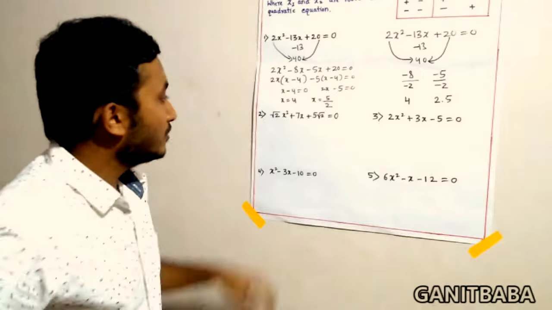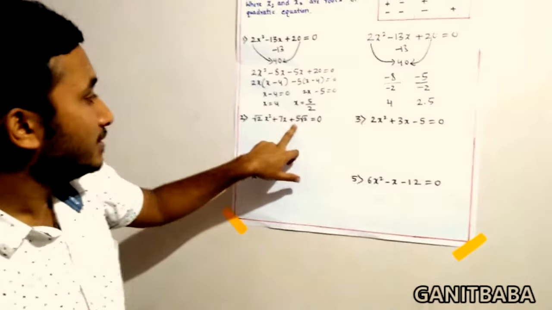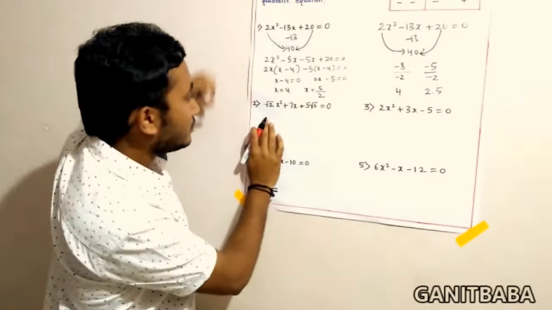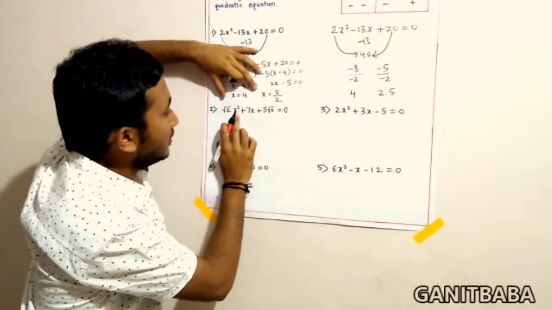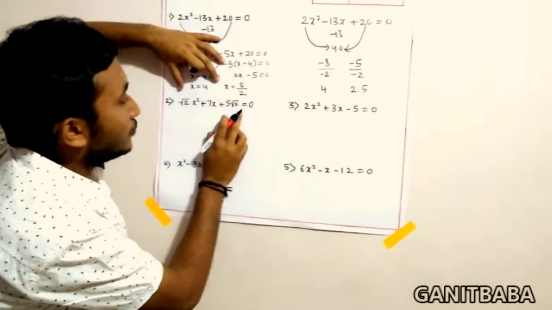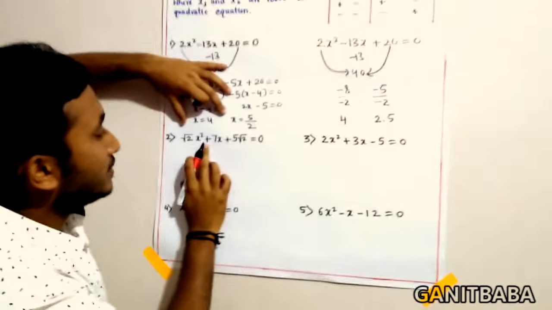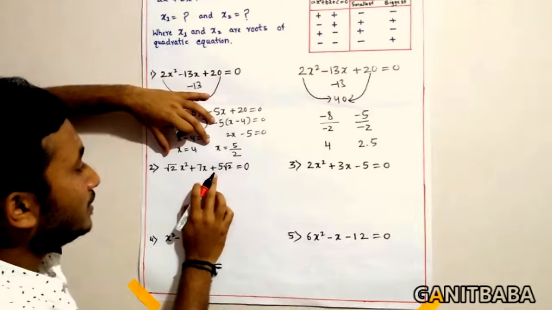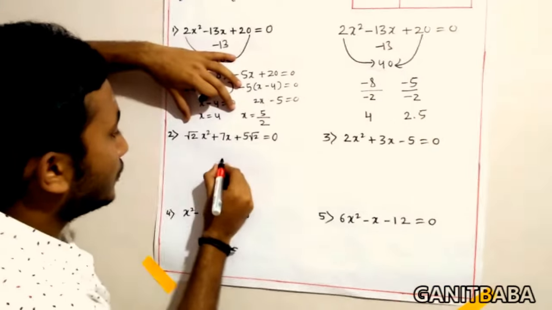Next, see some of the problems with the different signs. Okay, I will go to next problem. Let's take root 2x square plus 7x plus 5 root 2 equal to 0. From the table, we can say that if it is plus plus, then roots will be minus minus. Okay, so here again 5 into root 2 is equal to 10.